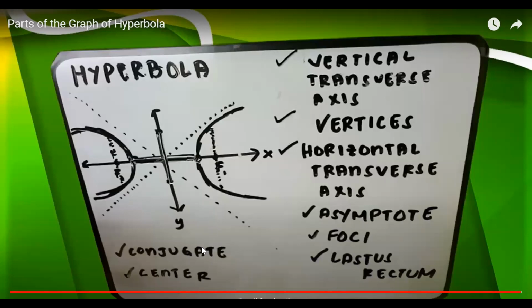And then for the conjugate axis, dito kasi, that is also an axis. The conjugate axis is perpendicular to the transverse axis. So if we find the intersection of the conjugate axis and the transverse axis, that would be the center. So these are the parts of the hyperbola na kailangan hanapin nyo or isolve nyo sa susunod na video. Pero madali lang naman siya.